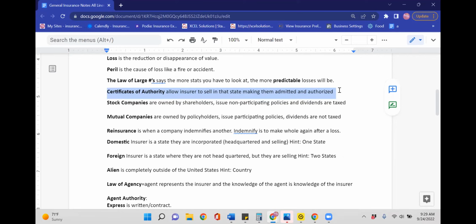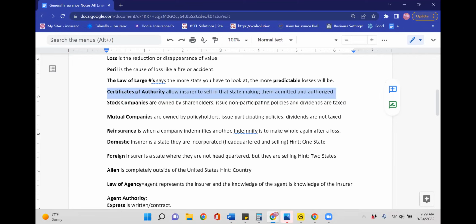There is no such thing as certified. So when they say a certificate of authority means that a company is, you're looking for the answers that are admitted or authorized. You are not looking for certified. I know they got the word certificate in there, but never ever certified: admitted or authorized. Certificate of authority is admitted or authorized. And admitted means authorized, authorized means admitted.